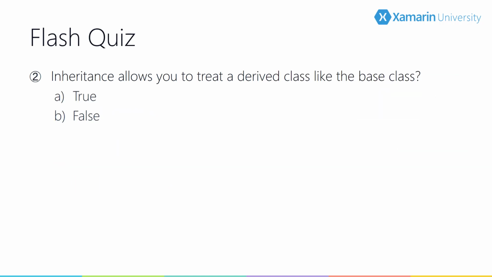Number 2, inheritance allows you to treat a derived class like the base class. Is that true or false? And the answer here is true. Yes, inheritance does allow you to treat a derived class like a base class, basically meaning that we can store a derived class in a variable of the base class.